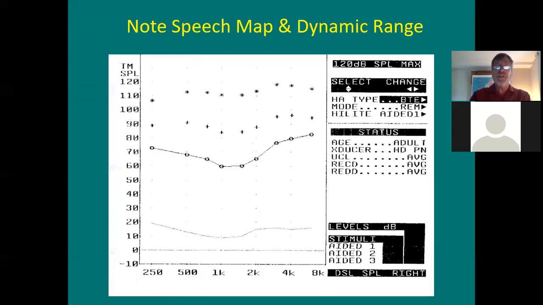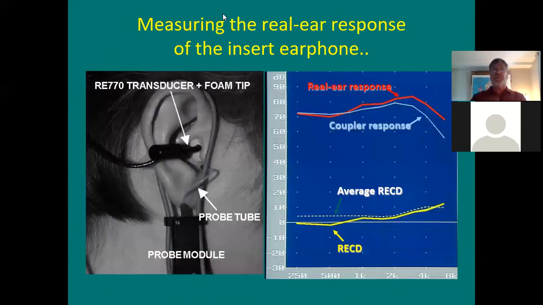Before I go anywhere else, let's just talk turkey for a second. RECD, what is it going to do? Why measure it? Because RECD is used to change HL into SPL. You've got the reference equivalent sound pressure level of the insert headphone, plus the average RECD will get you to the SPLogram. But if you've measured an RECD and it's a little bit different from the average RECD, what effect is that going to have? It's going to change the thresholds.